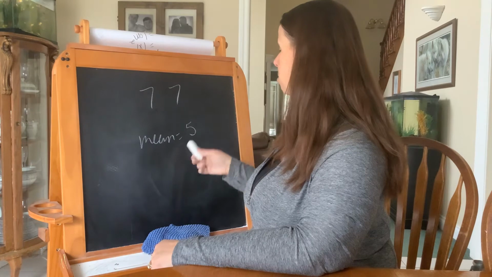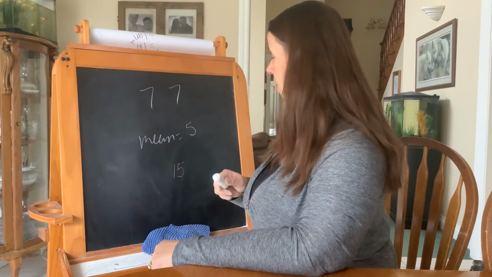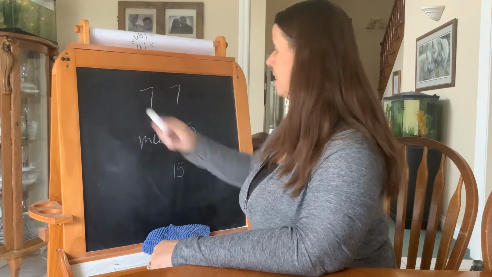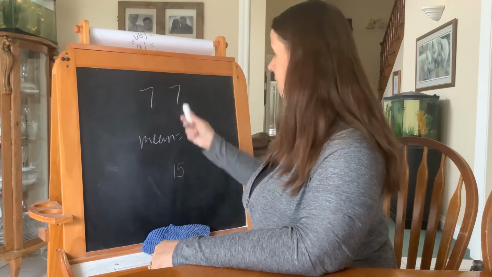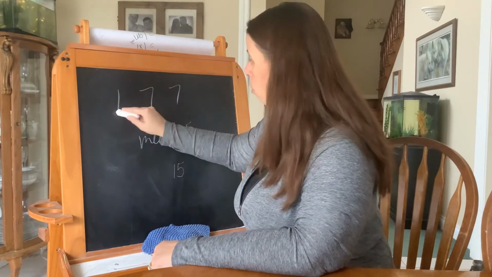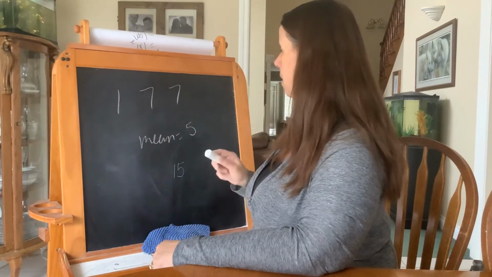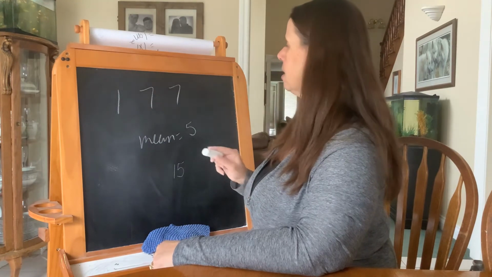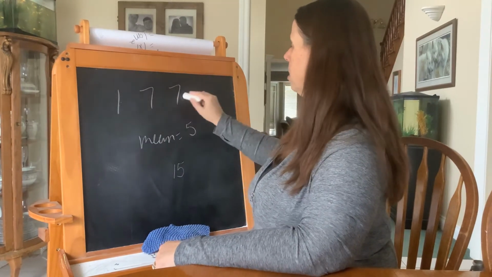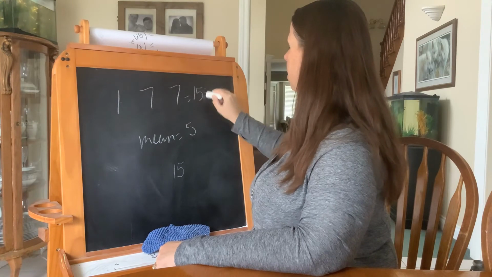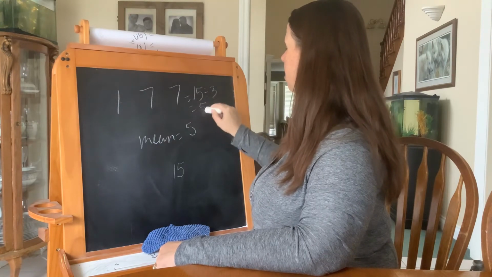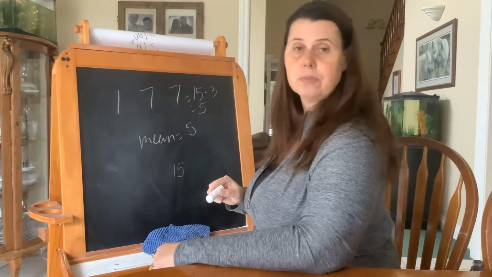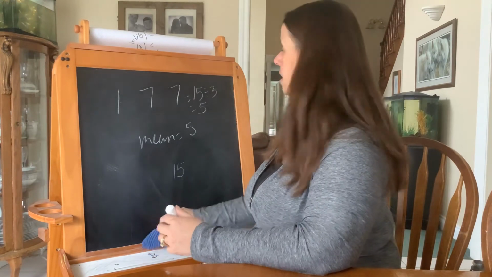Well, 5 times 3 is 15, right? So if I can get this to equal 15, 7 and 7 is 14, so if I add a 1, that should work. Let's see. 7 and 7 is 14 and 1 is 15. Divide it by 3, mean is 5. Okay? Now they want us to do the same thing for 9.